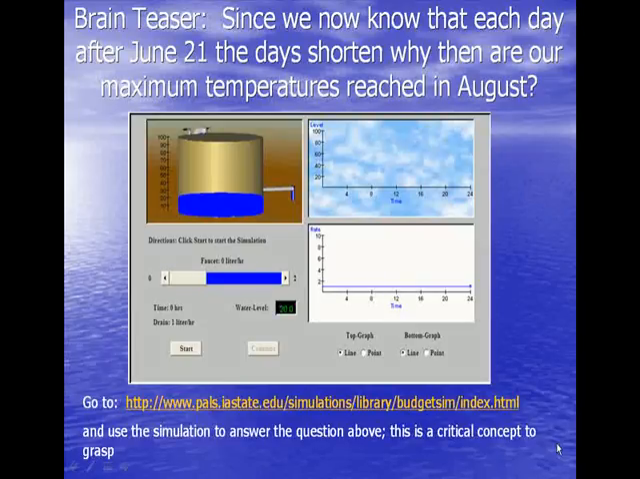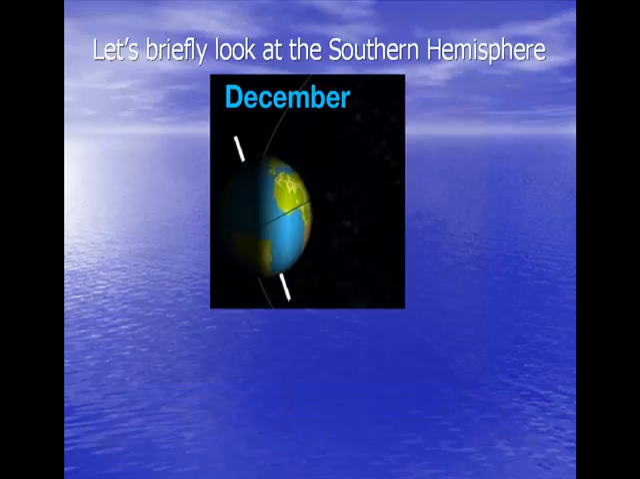Well, have you figured out the brain teaser by using Budget Sim? We'll come back to that just in a few minutes, but I hope that by using Budget Sim you can answer the question here: why are our maximum temperatures typically later in the summer, after we receive maximum insolation from the sun, which would occur on June 21st?